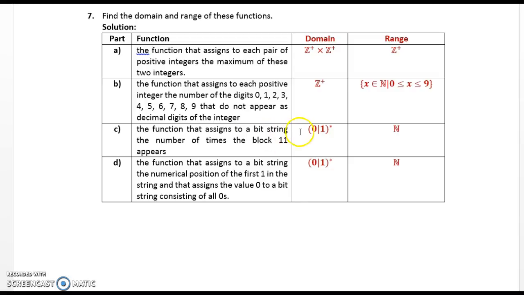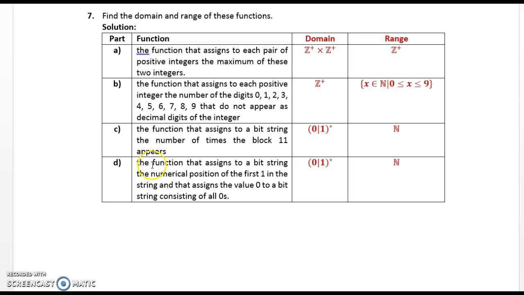Well, here we have an expression from regular expressions, which you can learn about if you study automata theory or if you study translator design or compiler design. What this means is 0 or 1, and the star exponent means 0 or more times. So our range is the natural numbers.